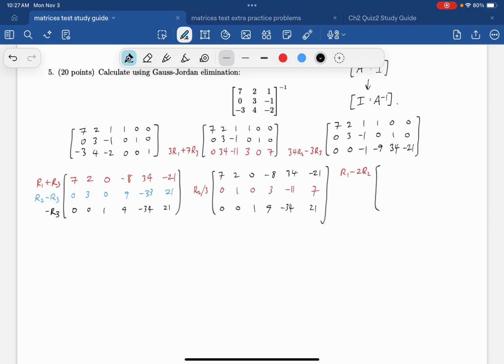So I'm left with 7, 2 minus 2, 0, 0. Negative 8 minus 6 is negative 14. 34 minus negative 22 is 56. Then negative 21 minus 14 is negative 35. I think. Sorry, that should have been in red.